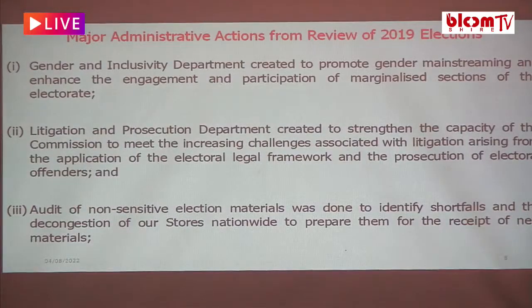we had to create a gender and inclusivity department to promote gender mainstreaming and enhance the engagement and participation of marginalized sections of the society. We know that election is expected to cater for every sector of the society. If it doesn't do that, then it is not free and fair, because it means that a segment of the society has not been given the opportunity to do that.